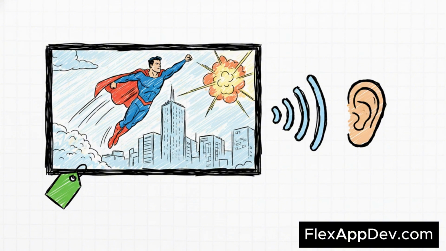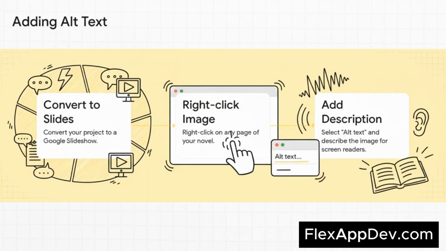You can do that by adding something called alt text, which is basically a description of the image that a screen reader can read out loud. And this is exactly why that Google Slides tip is so handy. Once your project is a slideshow, you just right-click on any page, select alt text, and type in a good description. It's a really simple step that makes your creative work inclusive for so many more people.